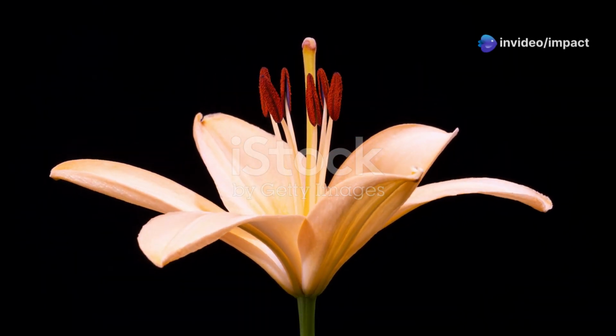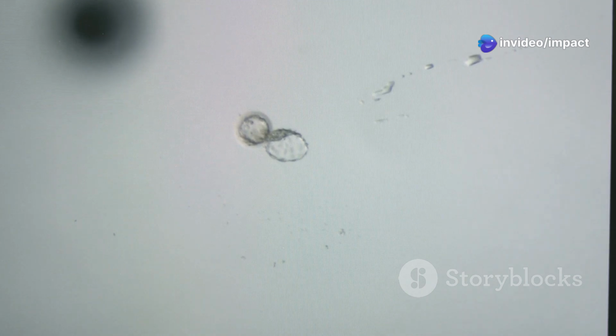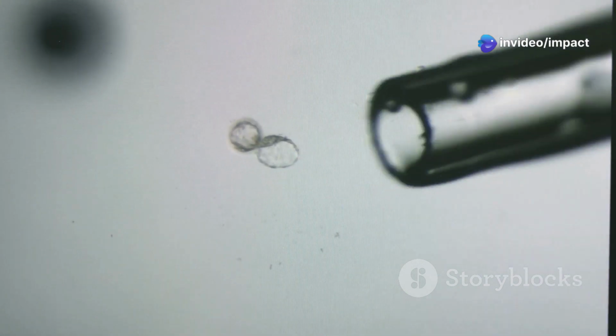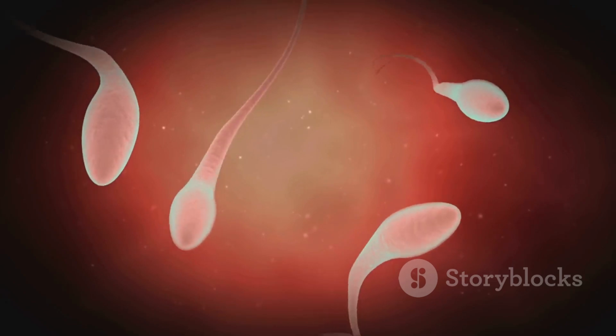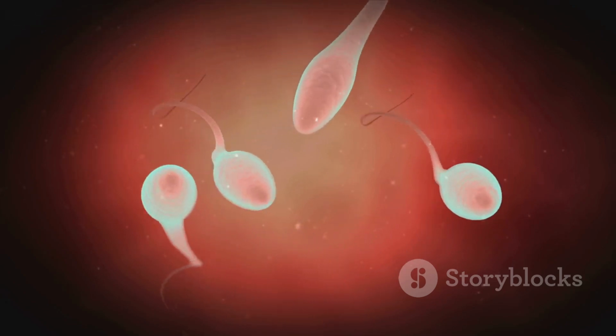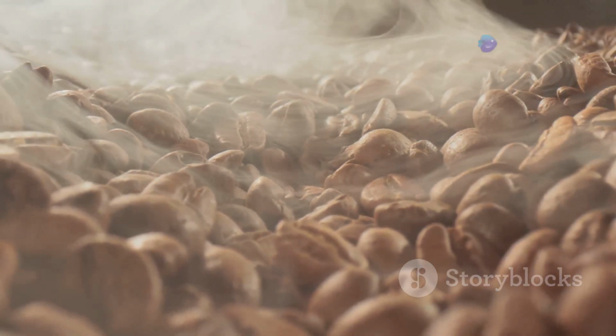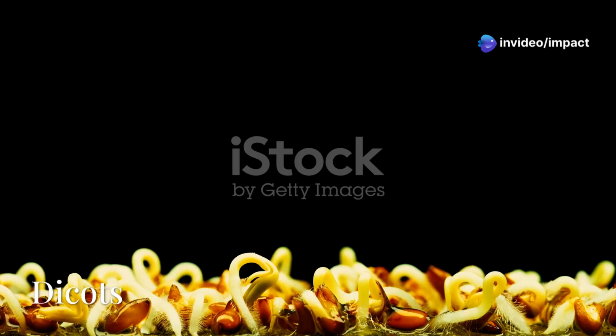Angiosperms undergo double fertilization. One sperm fertilizes the egg to form the zygote or embryo, and another sperm fuses with other cells in the ovule to form the endosperm, which is the nutritious tissue for the embryo within the seed.